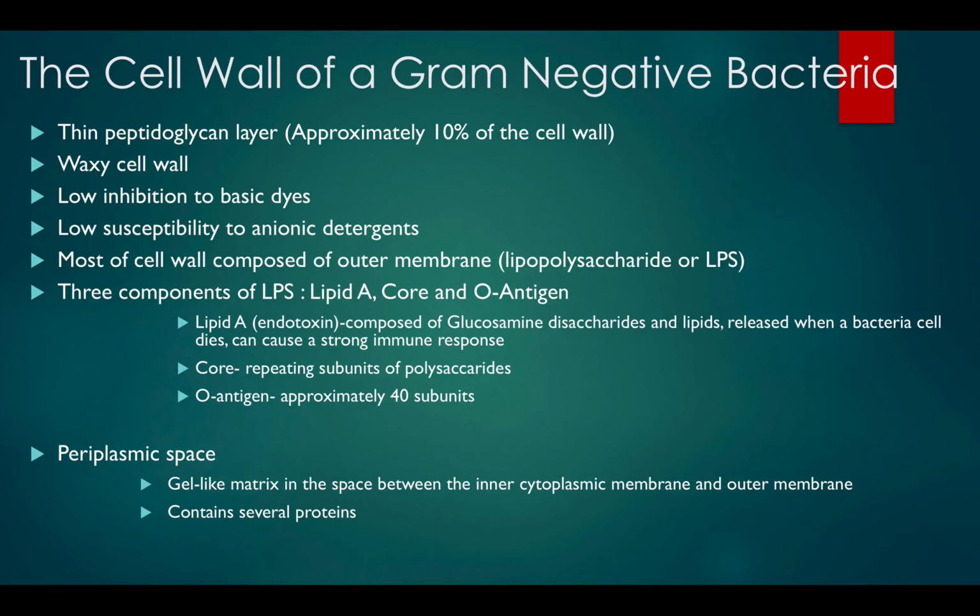Then the core is just repeated subunits of polysaccharides, and then for the O antigen polysaccharides, there are approximately 40 subunits, and they branch off of the core polysaccharides. Lastly, the key difference is the periplasmic space, which is a gel-like matrix in between the inner cytoplasmic membrane and the outer membrane.